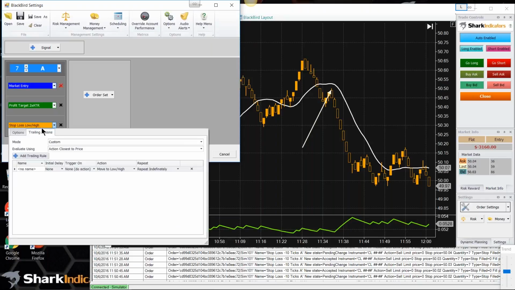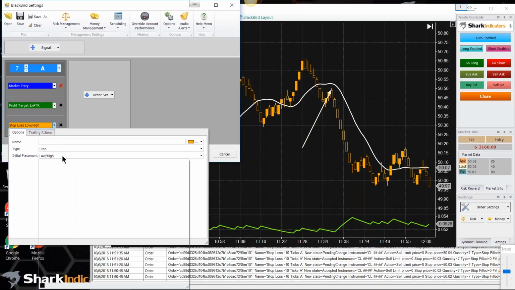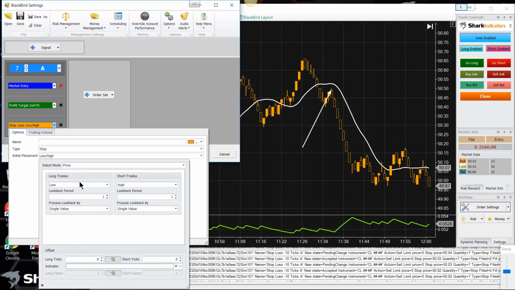So if you look at the initial placement, you can see we're using prices here. So our select mode is set to prices here. So for a stop loss, we're going to look at the low price of the bar, and we're just looking at the previous bar's low price. And there's no offset or anything. It's just the low price of the previous bar.